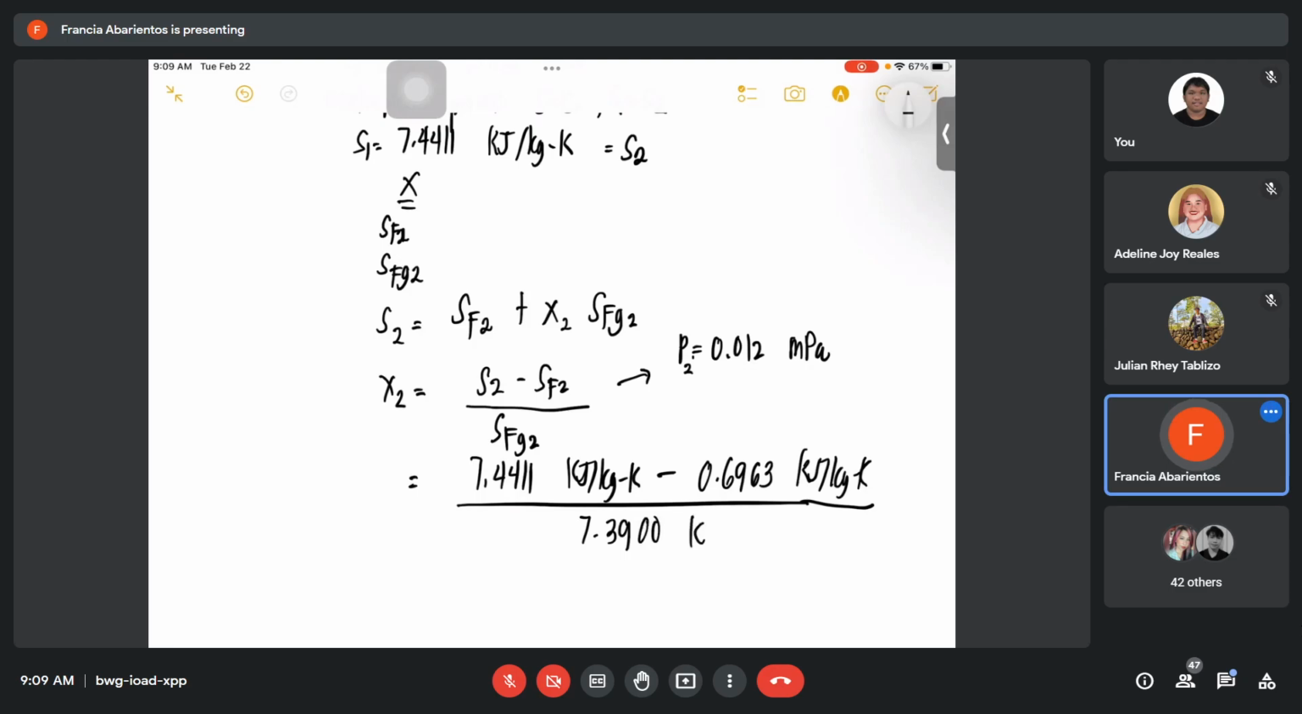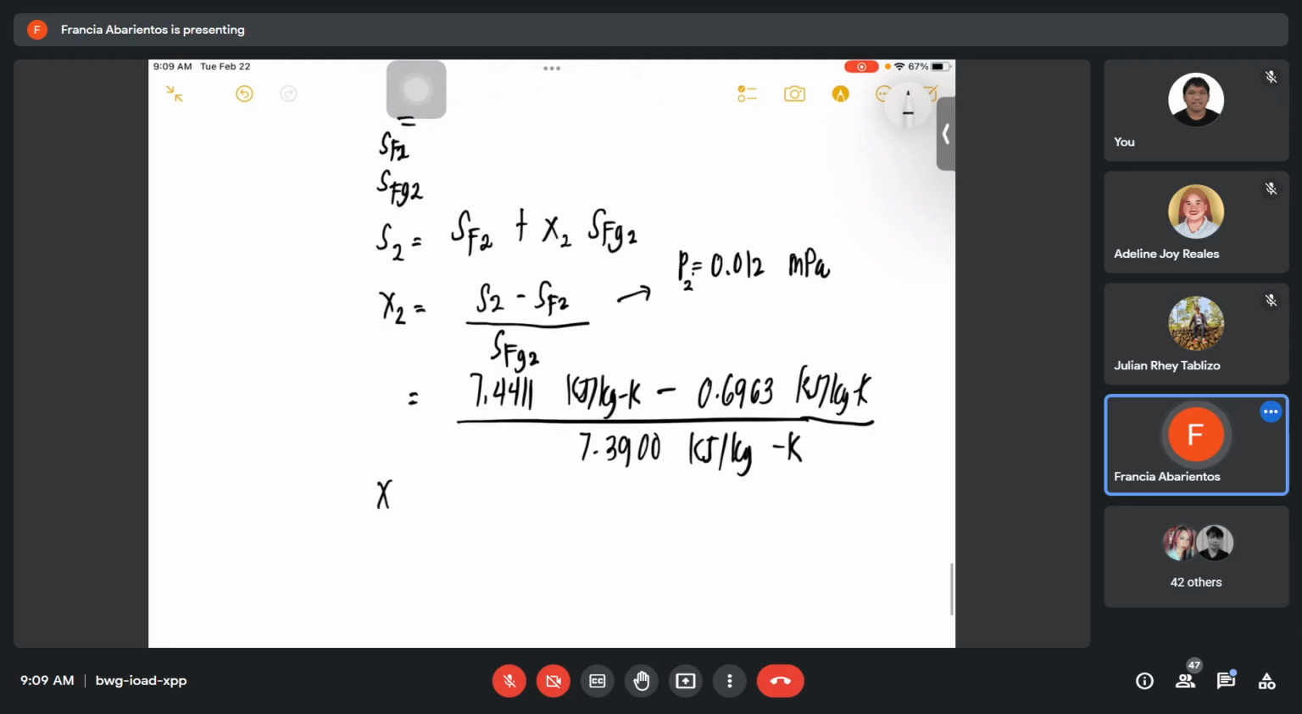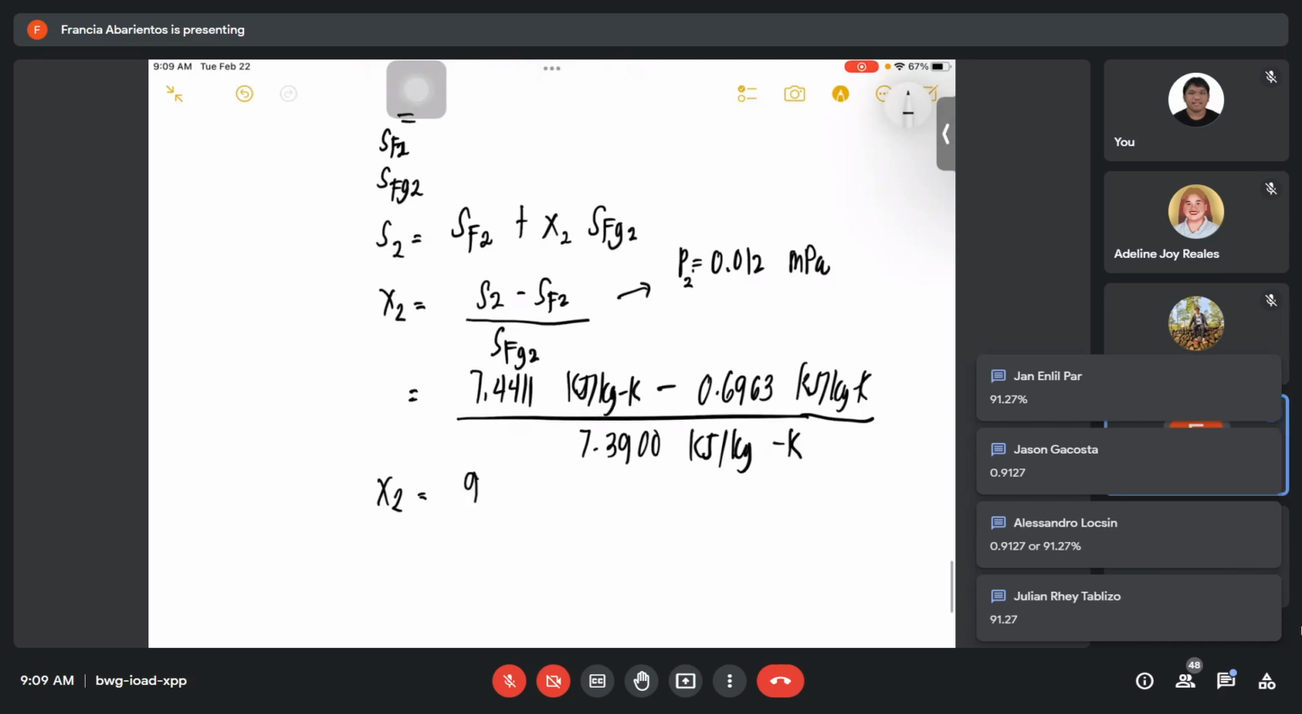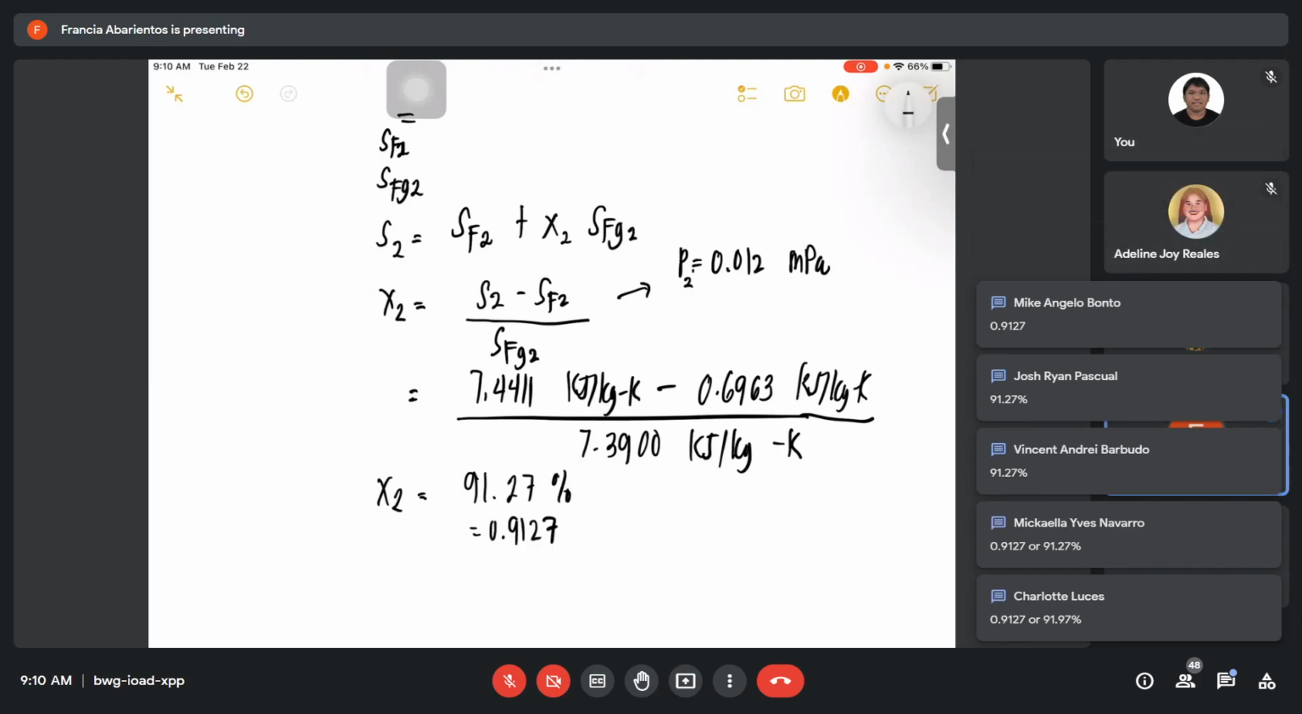Okay. Try to compute for the quality, class, at 0.2. Sige nga. What is now the quality at this point? Class, calculator. What is your quality, class? 91.27% po. Okay. That is correct. We have 91.27% or 0.9127. Okay. Thank you.